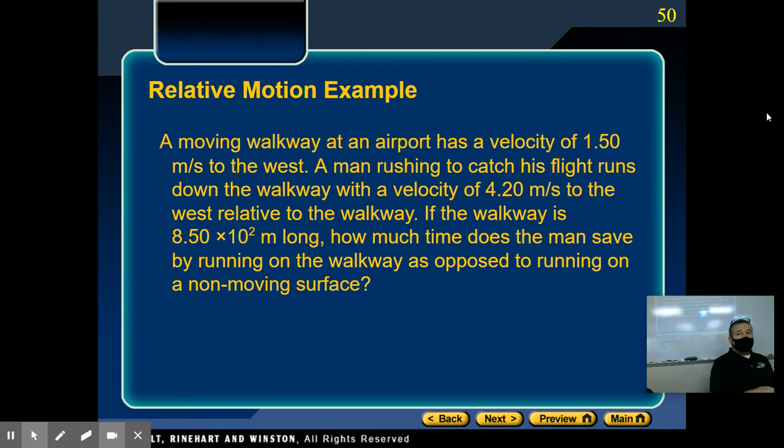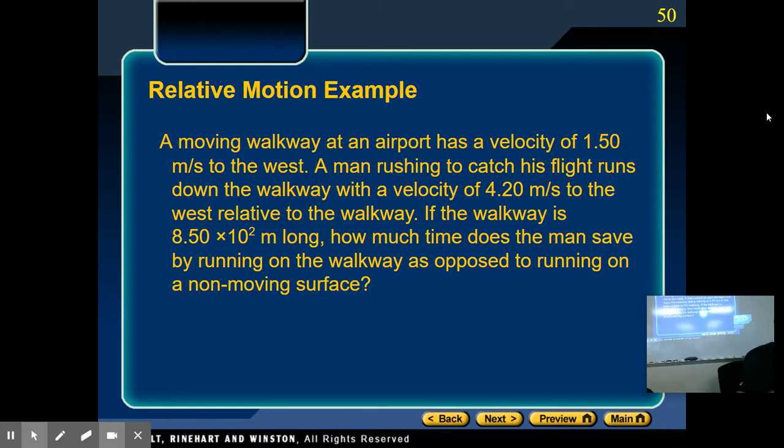All right. So yesterday we ended talking about the moving walkway and the gentleman running down that moving walkway, and we compared how much time he would actually save by running in addition to the moving walkway compared to just running on normal ground. In yesterday's example, we didn't really have to do much in terms of determining the overall magnitude and direction because they were running essentially parallel with each other.